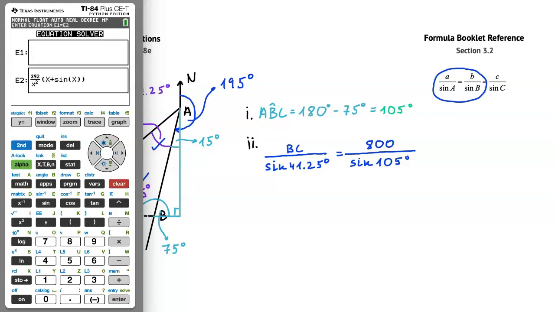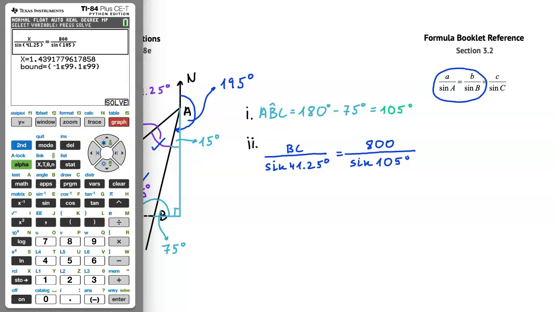I will clear box E1 and enter the left-hand side of the equation. I will insert a fraction by pressing alpha, y, and Enter. BC is our unknown, so for this I will use x, and in the denominator type sine 41.25 and then close the bracket. Then I will move down to box E2 and clear this box as well. Here once again I will enter a fraction, put 800 in the numerator, and then sine 105 in the denominator. Now I will choose OK, so graph, and then press graph again to get the solution.